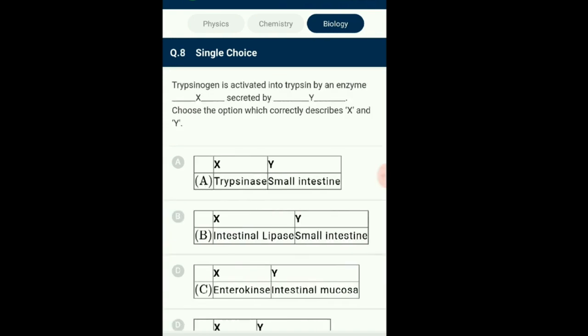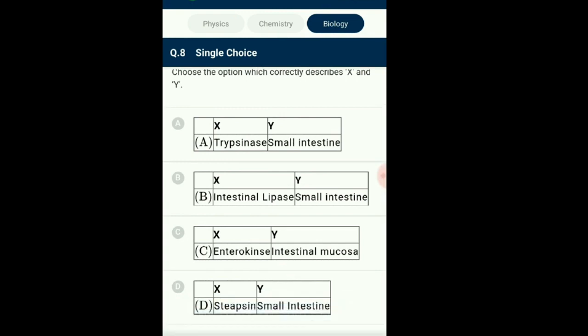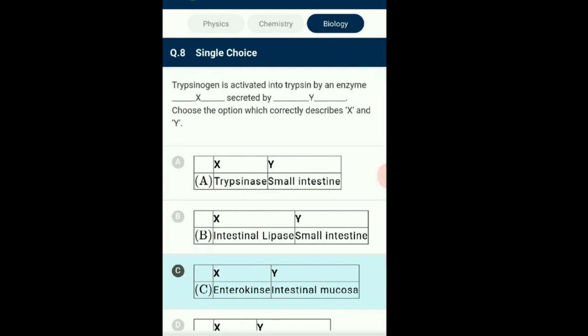Question number 8. Trypsinogen is activated into trypsin by an enzyme X secreted by Y. Choose the option which correctly describes X and Y. The secretions of brush border cells of the mucosa along with the secretions of goblet cells constitute the intestinal juice or succus entericus. Intestinal mucosa also secretes the enterokinase enzyme which converts inactive trypsinogen into active trypsin. So the correctly matching option is option C. X is enterokinase, Y is intestinal mucosa.